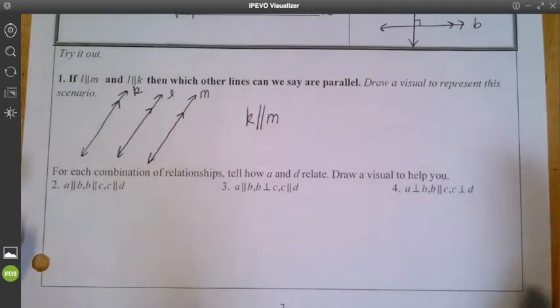Okay, I'd like you to try these. Draw a picture for each one, and then state if A and D will be parallel or perpendicular.